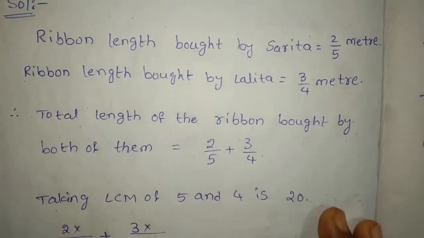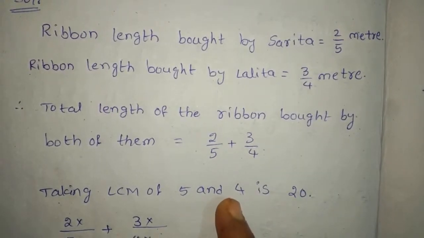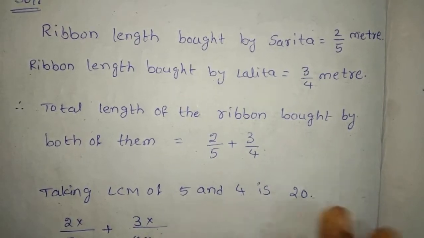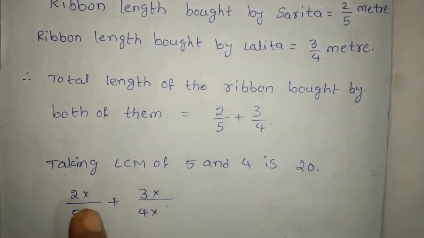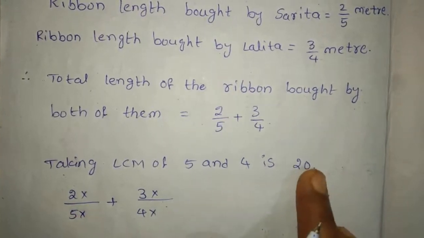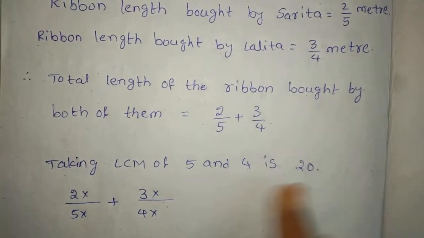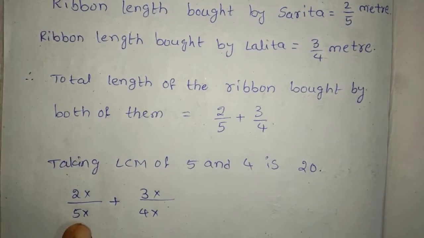So first let us find the LCM of 5 and 4. Therefore the LCM of 5 and 4 is 20. Now the first fraction is 2 by 5. First you take 5, the denominator. 5 how many times makes 20? That is 4 times. So we multiply both denominator and numerator by 4.